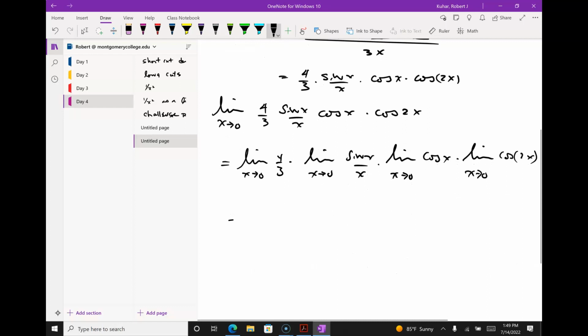So the first one is just plain old 4 thirds, right? I'm asking what's the height of 4 thirds? 4 thirds. The second one is 1. The next one is cos of 0, and the next one is cos of 2 times 0. Well, cos of 0 and cos of 2 times 0 is 1, right? So I get 4 thirds.